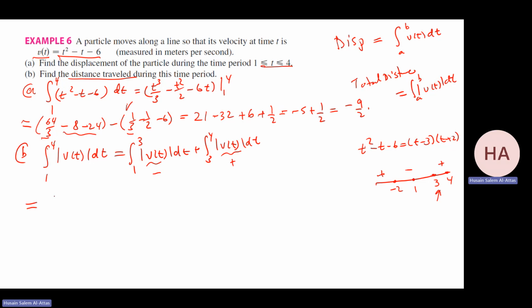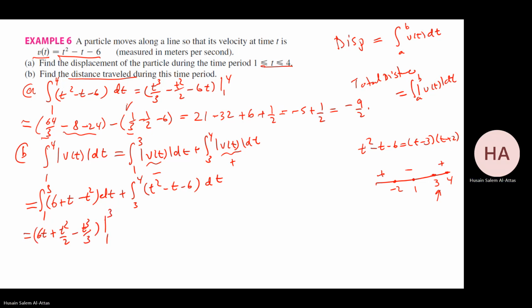So that gives me what? From 1 to 3, the absolute value, v of t is negative. This times negative, that will be 6 plus t minus t squared dt. Plus 3 to 4, this is positive, as is. T squared minus t minus 6 dt. And this is what we'll do in other problems. That will be what? 6t plus t squared over 2 minus t cubed over 3 from 1 to 3.